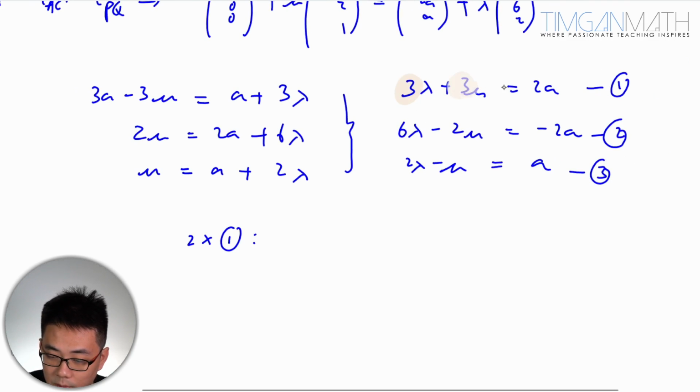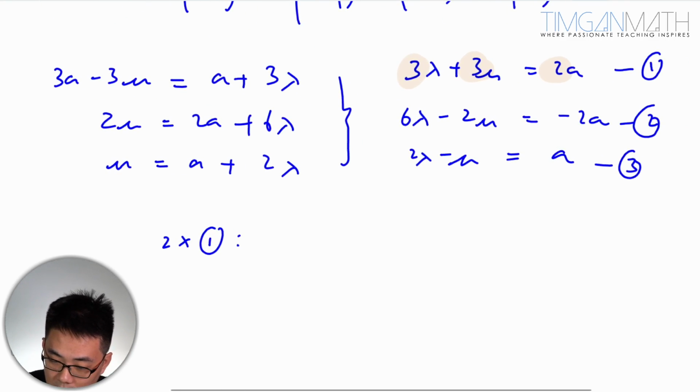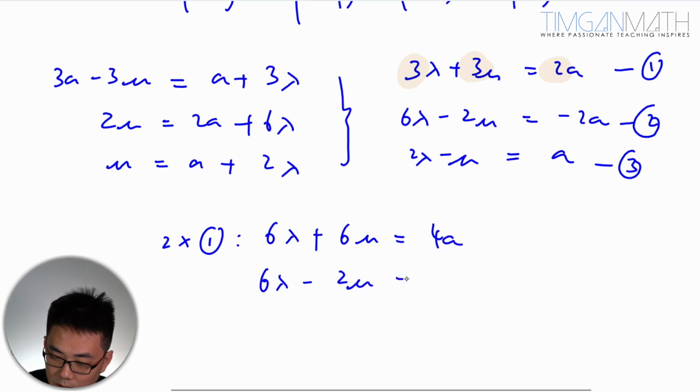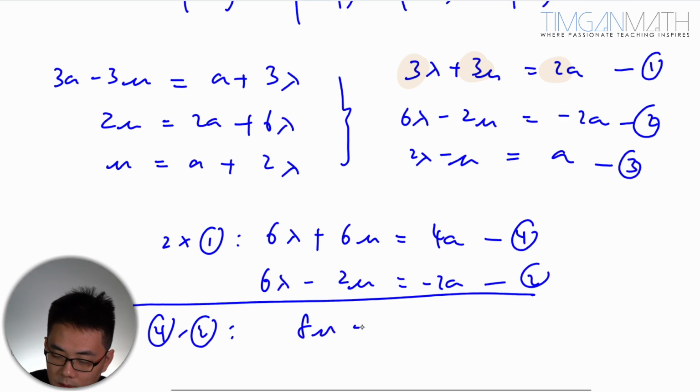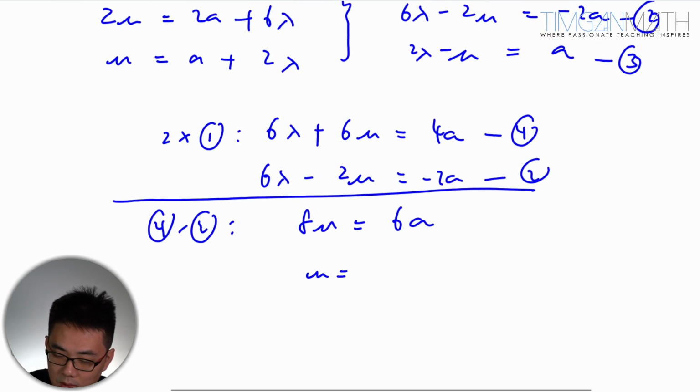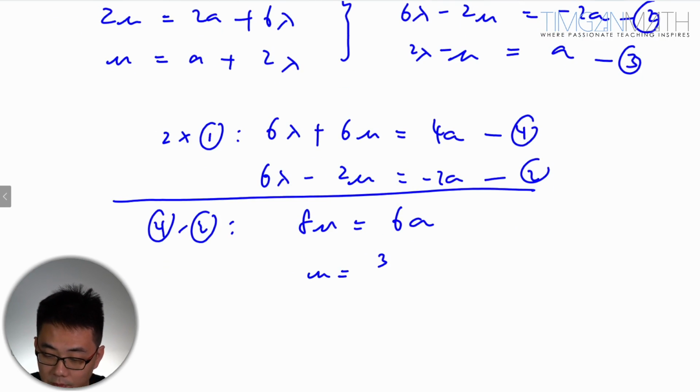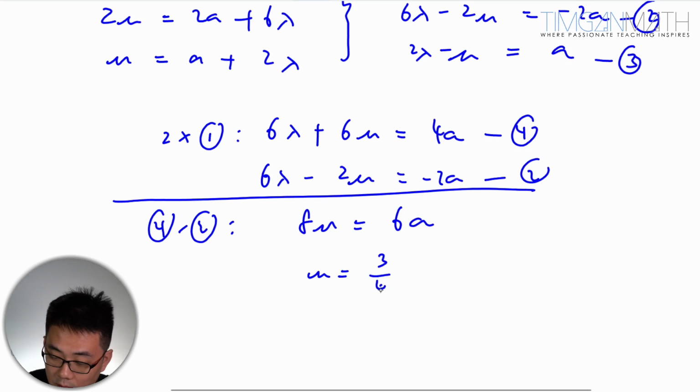So 1 multiplied by 2 will give us 6 lambda plus 6 mu equals to 4a. And then you have 6 lambda minus 2 mu equals to minus 2a. So you just take this, 4a minus minus 2a, the 6 lambda cancel, this will be 8 mu, and this will just be 6a. So mu is equal to 6 over 8, that will be 3 over 4 a.